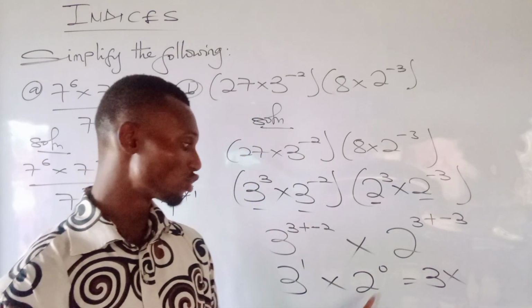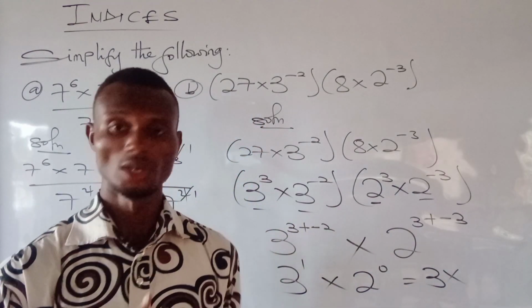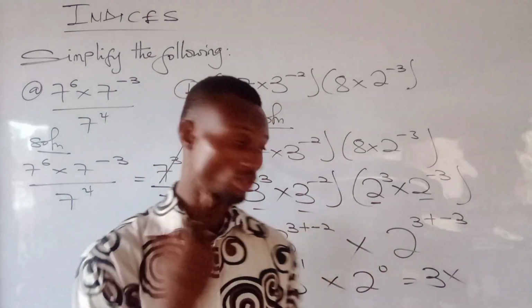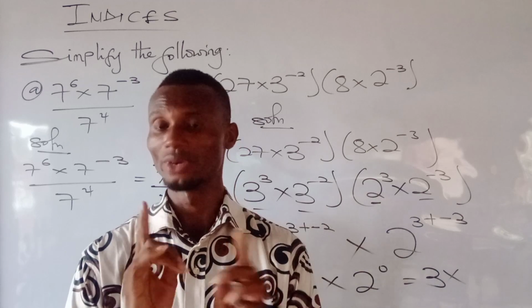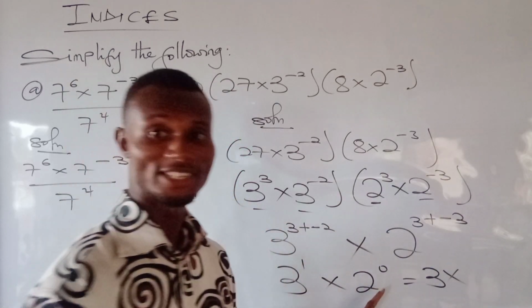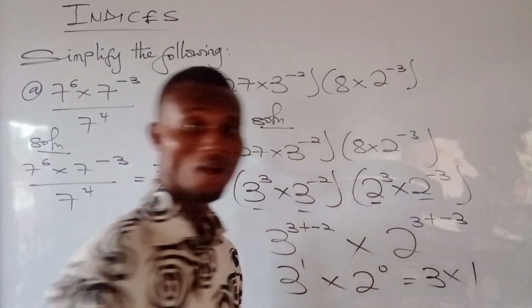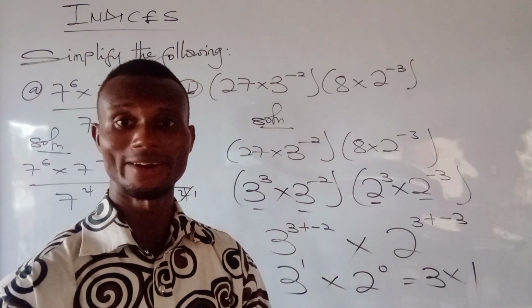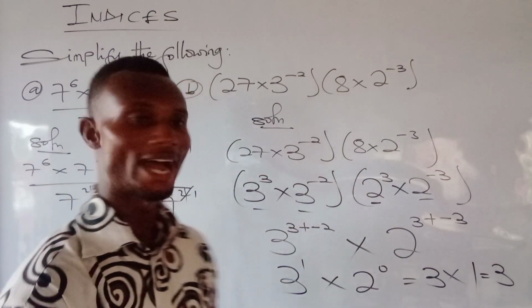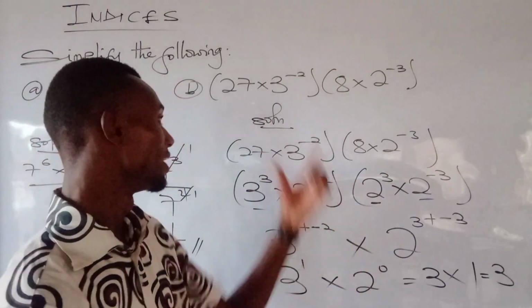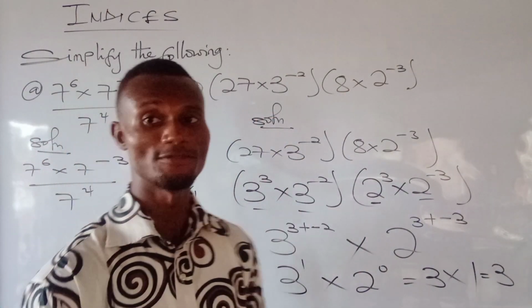So the 2 to the power 0 here is not 2, so please don't make that mistake. The 2 to the power 0 is 1, and I've explained that anything to the power 0 is 1. So having 2 to the power 0 here, it is 1. So I have 3 times 1, and 3 times 1 gives 3. So my final answer is 3. So that's it for simplifying what we have on the board.